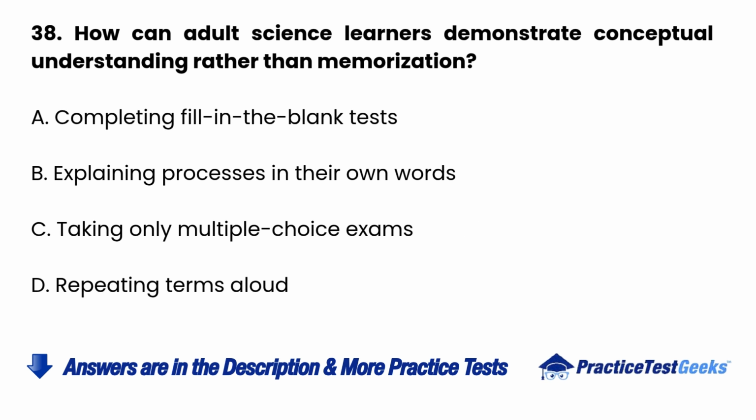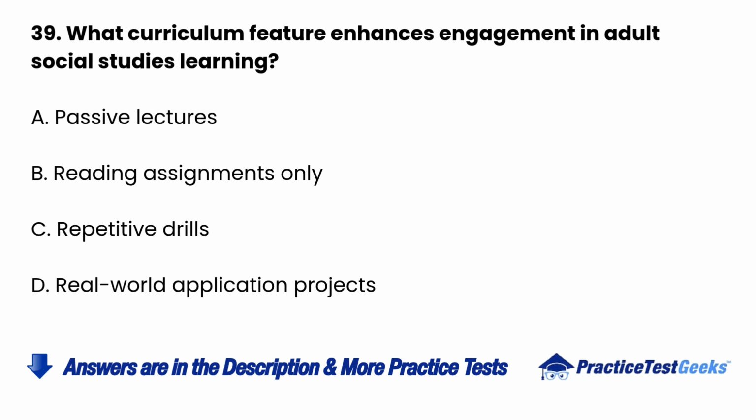38. How can adult science learners demonstrate conceptual understanding rather than memorization? A. Completing fill-in-the-blank tests. B. Explaining processes in their own words. C. Taking only multiple-choice exams. D. Repeating terms aloud.